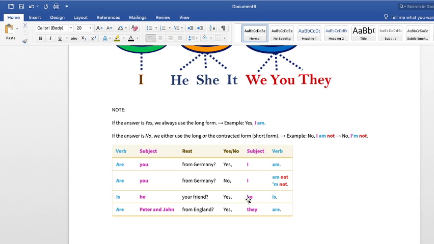Another example, is he your friend? Yes, he is. And we use he here because the subject of the question is he. Therefore, we have to use the same subject in the answer. Are Peter and John from England? Look, we have here two people, Peter and John. But in the answer, I did not write Peter and John. I just condensed it, I made it shorter. So I replace those two names by the pronoun they. Yes, they are.